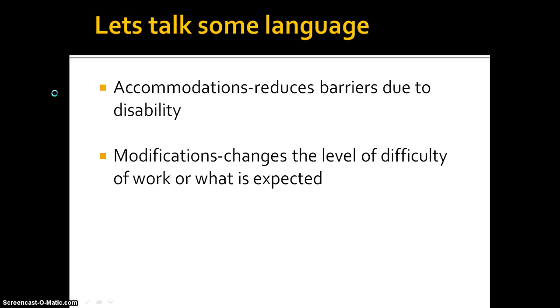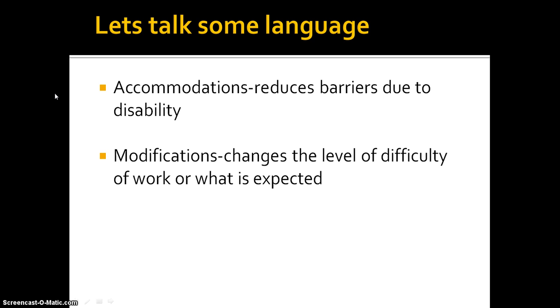It's important you understand the difference between accommodations and modifications because they aren't the same, but a lot of people use them interchangeably. Accommodations reduce barriers due to a disability. So, for example, if you have a student who is in science class and they're reading the science textbook, but they have a reading disability, they may not be getting all the content. So instead of having them read the book, you give them an audiobook. Therefore, their learning disability is no longer causing a barrier. So accommodations retain the same learning goal.